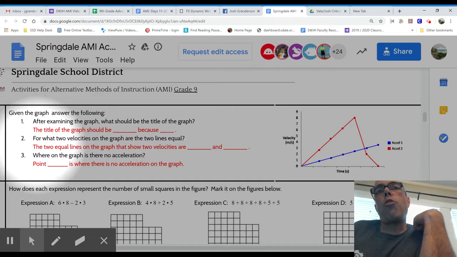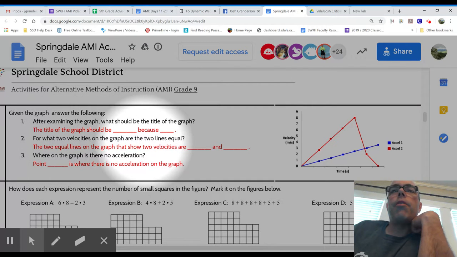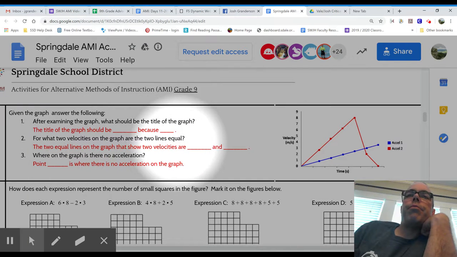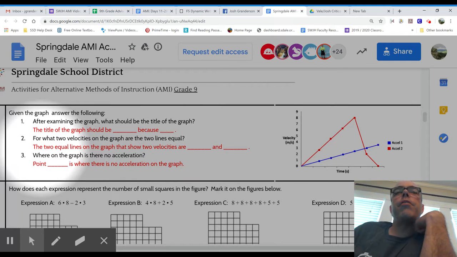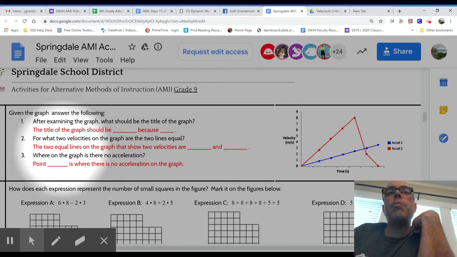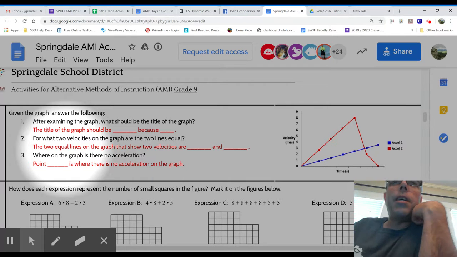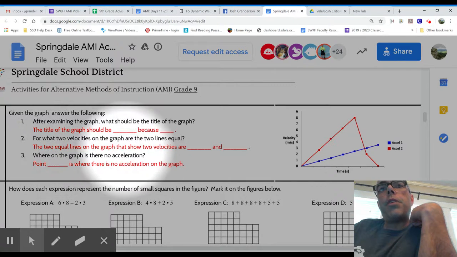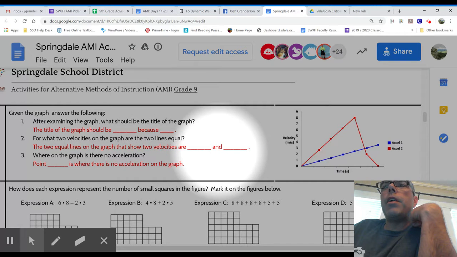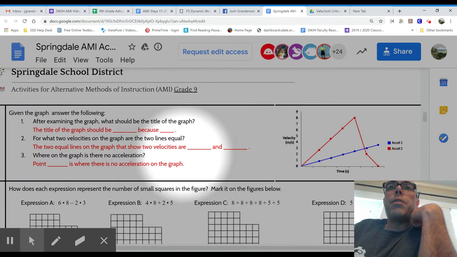Second question says, for what two velocities on the graph are the two lines equal? And I want you to notice here that they've given you a prompt, but somebody messed up. That prompt makes no sense whatsoever. So if it doesn't make sense to you, you're right. It says the two equal lines on the graph that show two velocities are, and that makes no sense because these two lines are definitely not equal over here.